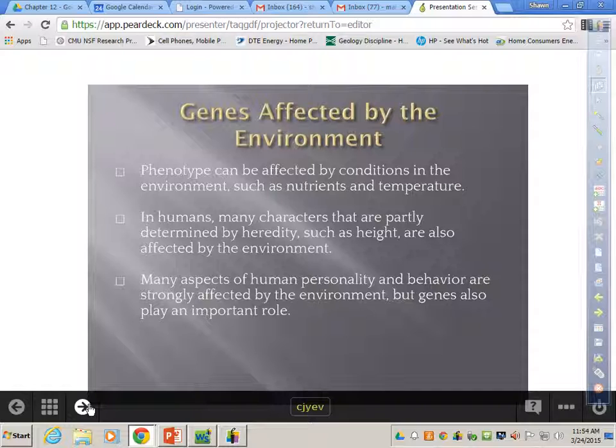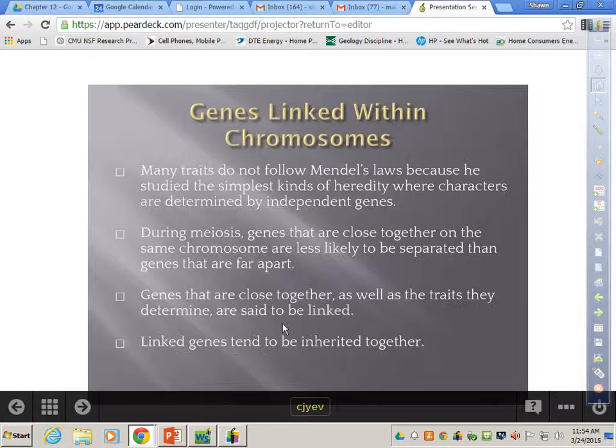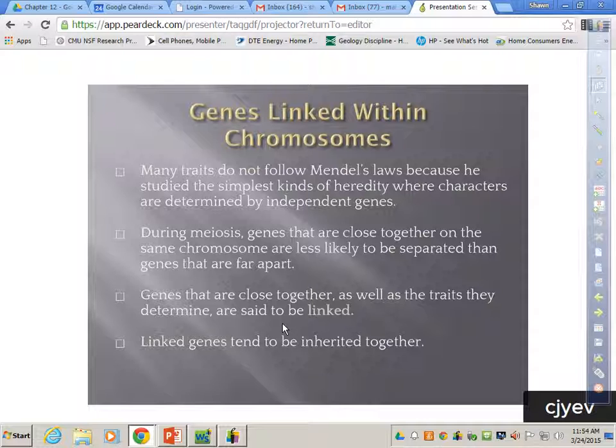So anyway, many traits do not follow Mendel's laws because he studied the simplest kinds of heredity where characters are determined by independent genes. That makes me think of independent assortment, which usually holds true unless genes are close together, and then they're said to be linked. Normally they'd be separated during meiosis, but just like two cards in a deck right next to each other, sometimes they stay together. Linked genes tend to be inherited together. So that's why you will sometimes find characteristics together in certain races or types of people. Sometimes you can't separate them.